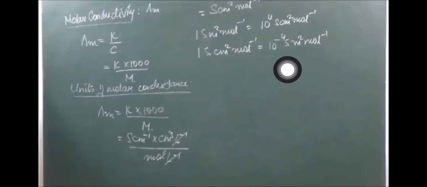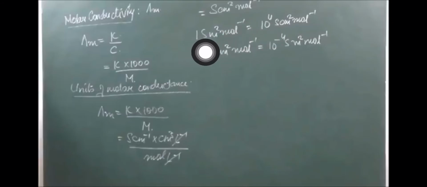Here we can see the conversion of the same. We have seen that it is centimeter square per mole. That can also be written in meter square. If we write in meter square, we know that 1 meter square is equal to 10,000 centimeter square, so it will come to 10 raised to 4.